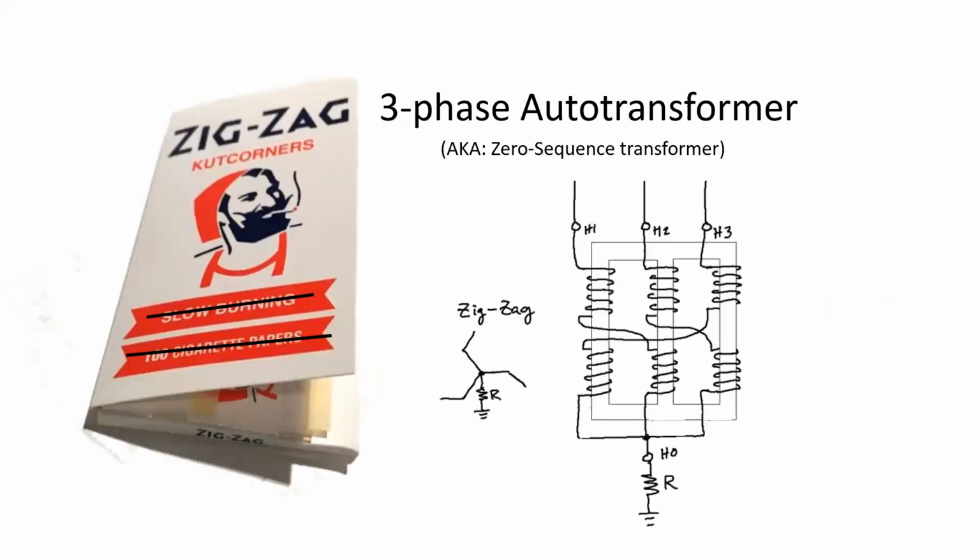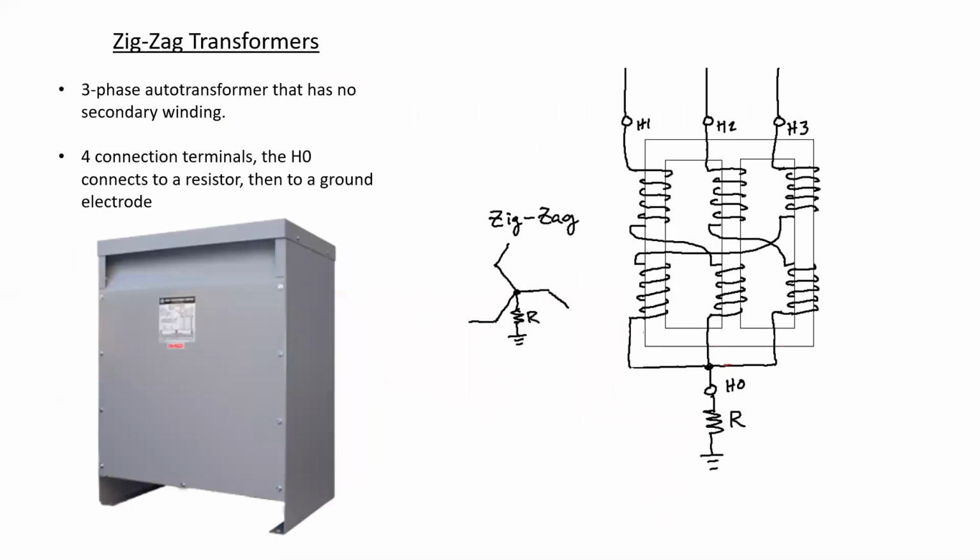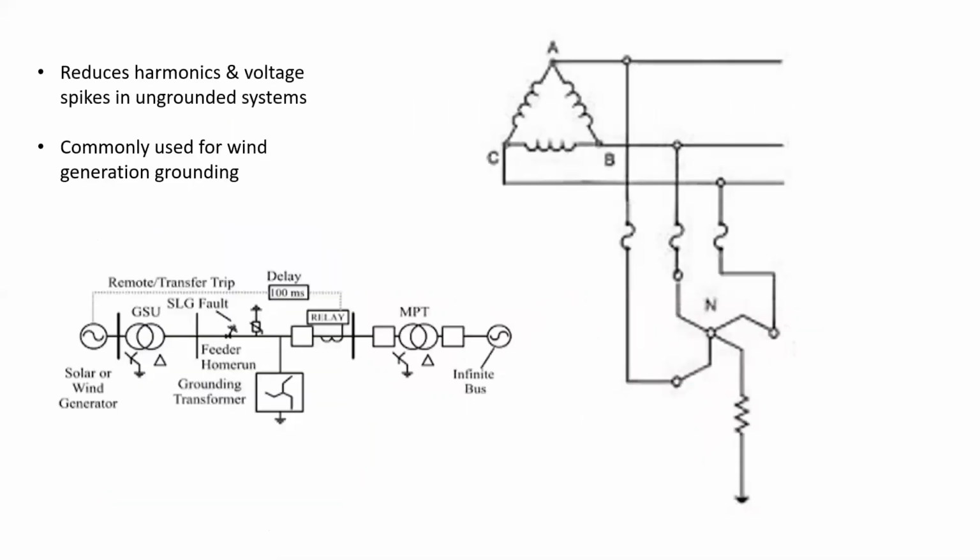Another option is a zigzag three-phase auto transformer, also known as a zero-sequence transformer. Now, a zigzag transformer is a very specialized type of auto transformer that has no secondary winding. There are 4 connection terminals, H1, H2, H3, and H0. H0 connects to a resistor and then to ground. The purpose of using a transformer like this is to reduce harmonics, eliminate voltage spikes in ungrounded systems, and it's very commonly used for wind generation grounding.